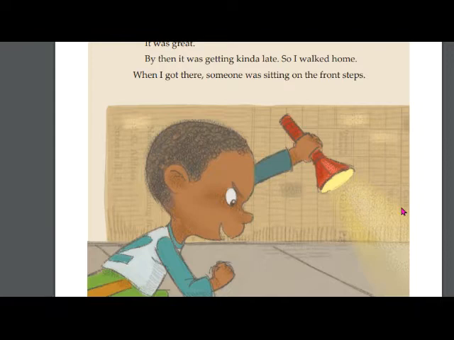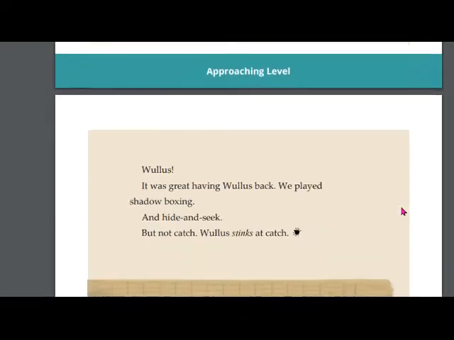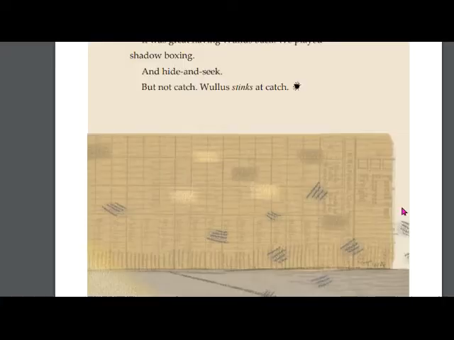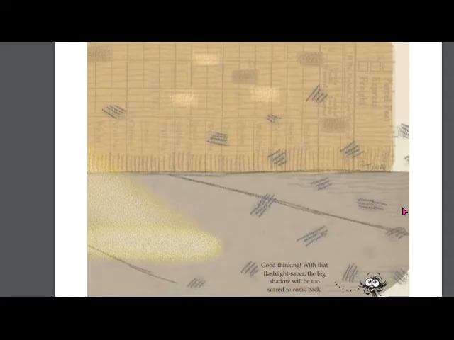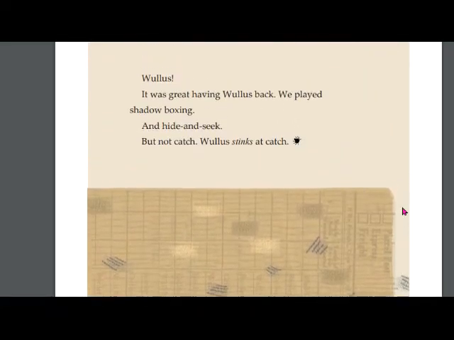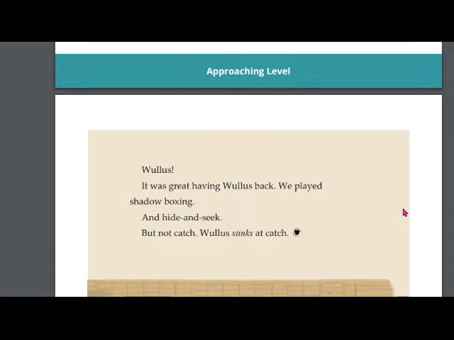When I got there, someone was sitting on the front steps. Wallace! It was great having Wallace back. We played shadow boxing and hide and seek, but not catch. Wallace stinks at catch.